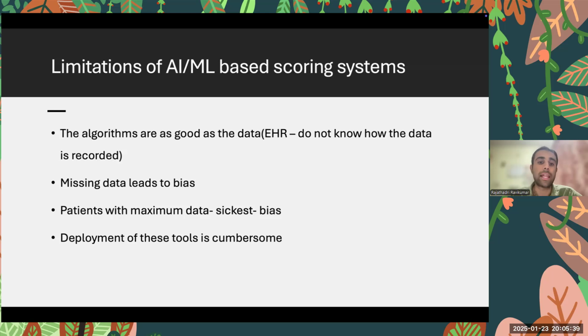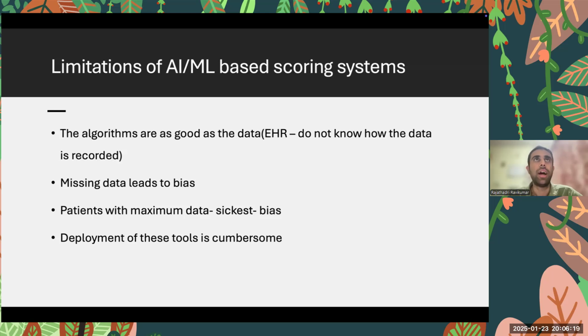So algorithms are as good as the data. Suppose the data is recorded on a monitor. We have stopped putting the pulse ox, or the pulse ox is missing, or the patient has removed the pulse ox or something like that. In such patients, the SpO2 values may not be recorded on the monitor. Such scenarios lead to bias. So the algorithms are as good as the data. If we are giving the best of the best data, they give us the best outcomes. Of course, missing data leads to bias. We have already discussed this. And patients who have maximum data are always the sickest. And this is, again, a bias.